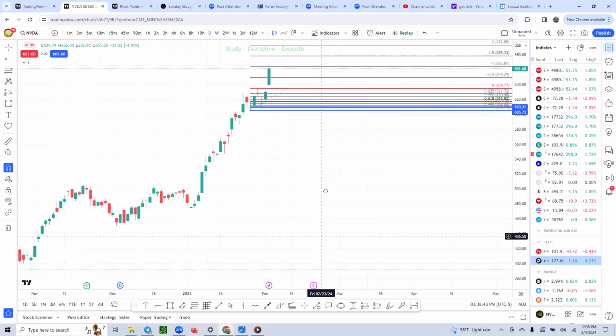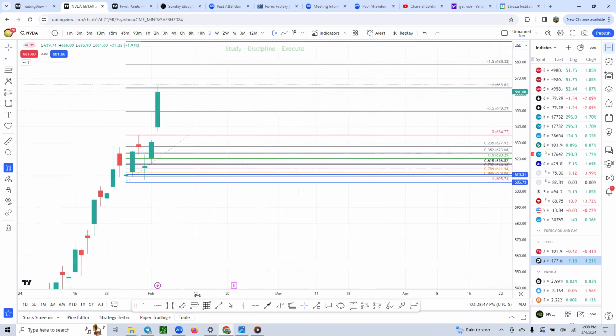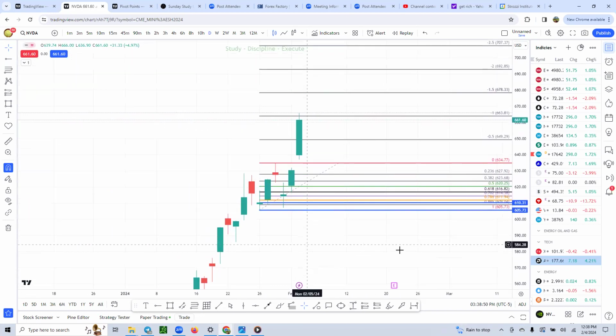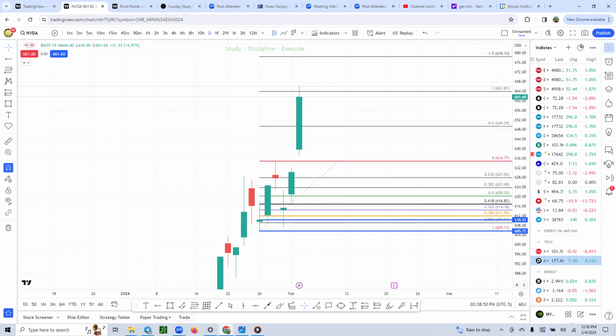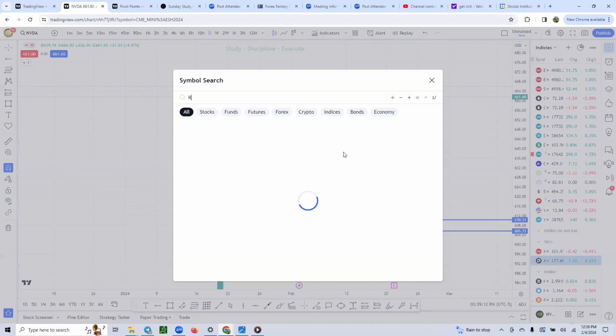So the idea is that you just play with it. I would highly recommend that you integrate the fib into your analysis somehow. All right, so we talked about Patty, we talked about NVIDIA, and then I wanted to show Russell. I was looking at Russell on Friday, and I thought, this would be a good example for using the fib.